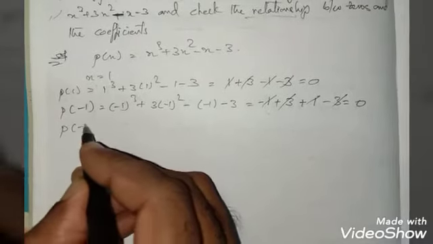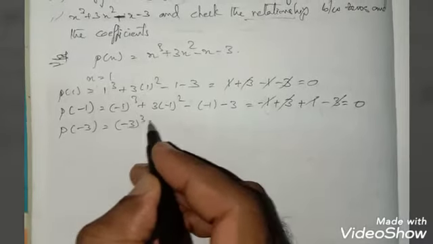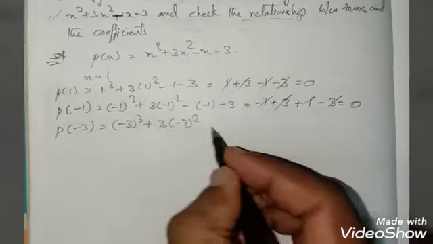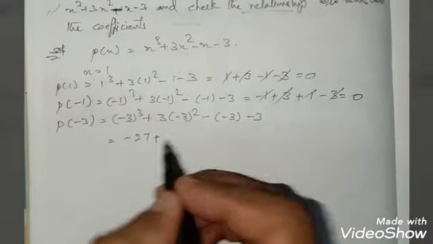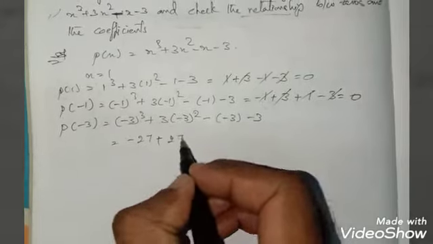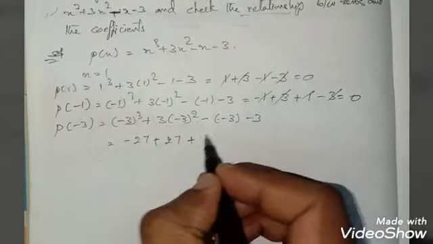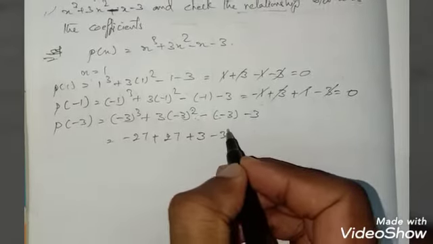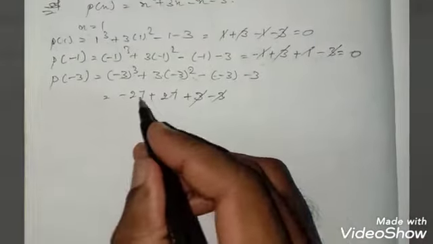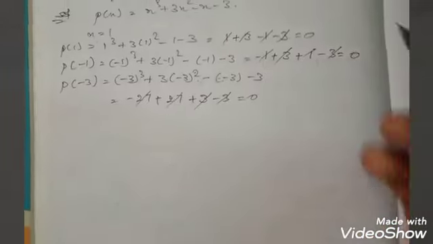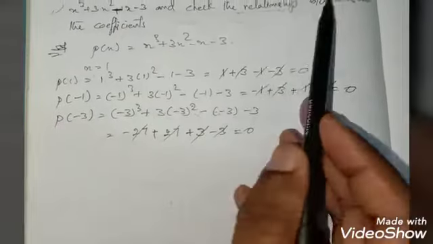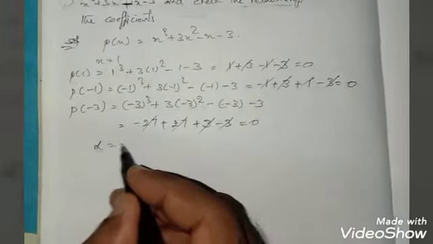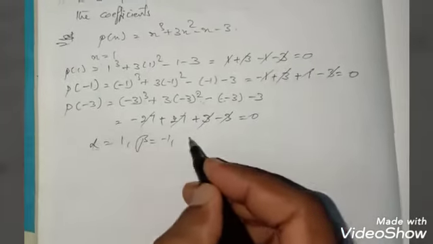Now if I substitute p of minus 3, that is minus 3 cube plus 3 into minus 3 square minus of minus 3 minus 3. So you'll get minus 27 plus 3 into 9, which is 27; minus into minus is plus, so you will get plus 3 and minus 3. Plus 3 minus 3 cancel, and plus 27 minus 27 cancel, answer is 0. So we have verified that 1, minus 1 and minus 3 are the zeros of the cubic polynomial. So my alpha value is 1, beta is minus 1 and gamma is minus 3.